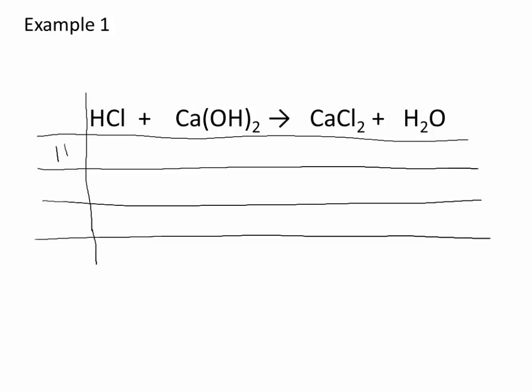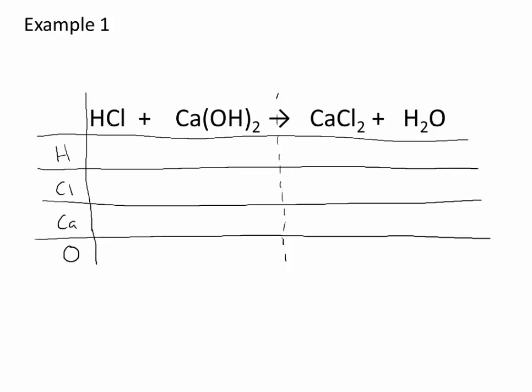First you have H, looking from left to right. Next you have Cl, you've got calcium, and there's oxygen and hydrogen. So oxygen and hydrogen are already on the list. Now this line represents before and after the reaction. So on the left is before, and on the right of this line is after the reaction.